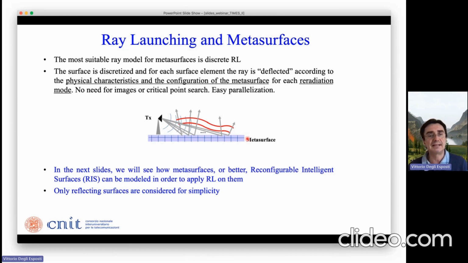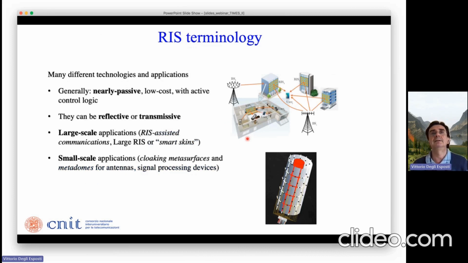So in the next slides, we will see how metasurfaces, or better, reconfigurable intelligent surfaces, can be modeled in order to apply ray launching on them. Only reflecting surfaces will be considered for simplicity, although the method can also be applied to other kinds of surfaces. So, some terminology.